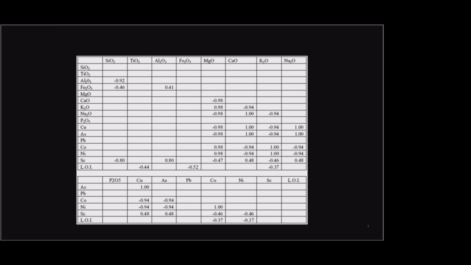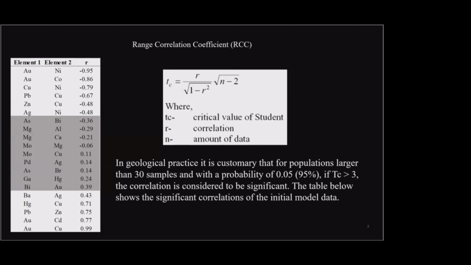Here in this table, I'm only showing you the significant correlations. And in order to do that, we use the formula. It's called the student criteria, which is basically this formula here. We have the correlation divided by the square root of 1 minus correlation squared, multiplied by the square root of the amount of data minus 2. But in geological practice, if you have more than 30 samples at a probability of 95%, if your student criteria is bigger than 3, we can consider the correlation as significant.